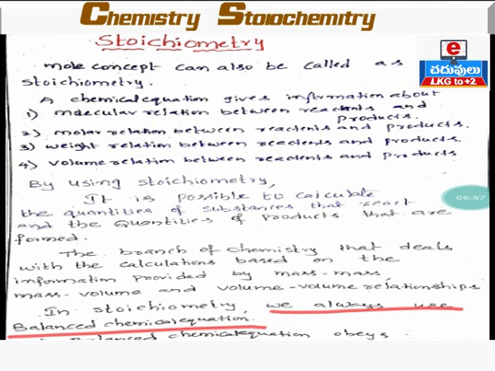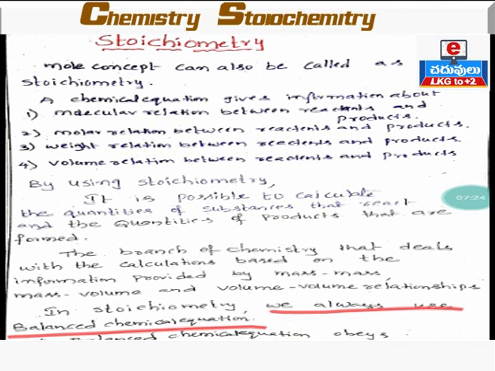To obey the law of conservation of mass, we should use a balanced chemical equation in stoichiometry. To solve numerical problems in stoichiometry, we need a balanced chemical equation. When you are solving any numerical problem in mole concept or stoichiometry, you should use a balanced chemical equation. That is compulsory. It is necessary to use a balanced chemical equation in stoichiometry or mole concept. That is most important. Clear?